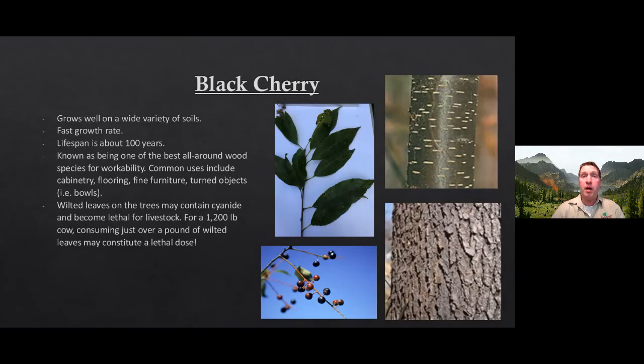And next one we have on the list is black cherry. And this also grows on a wide variety of soils. It's got a fast growth rate, and the lifespan, in terms of tree species, is relatively short. It's about 100 years. And it's known in the woodworking arena as one of the best all-around wood species for workability. And some of the common uses include cabinetry, flooring, fine furniture, turned objects.